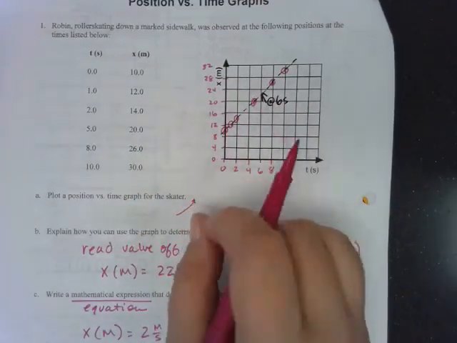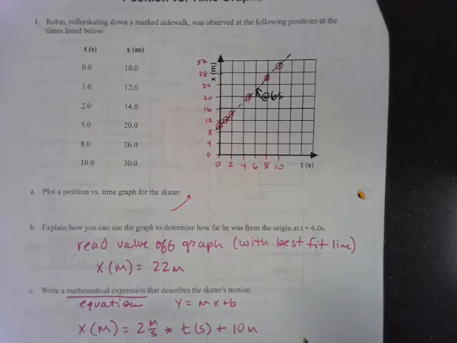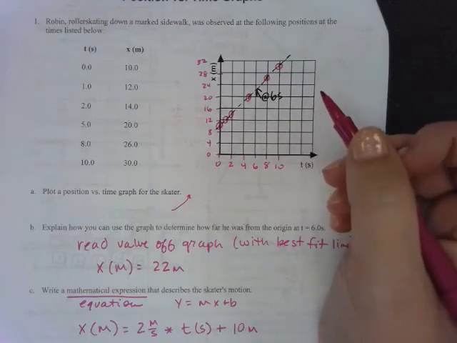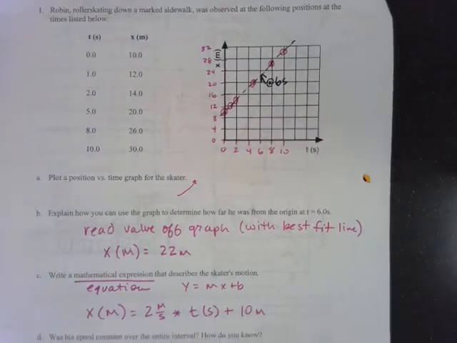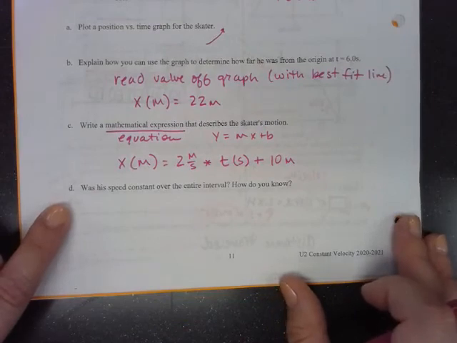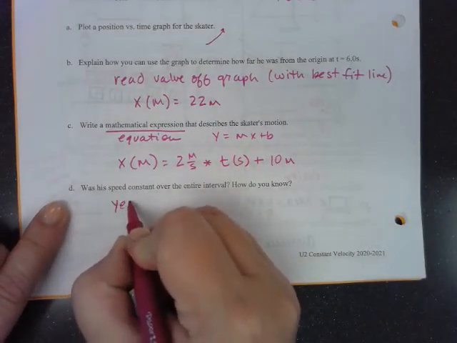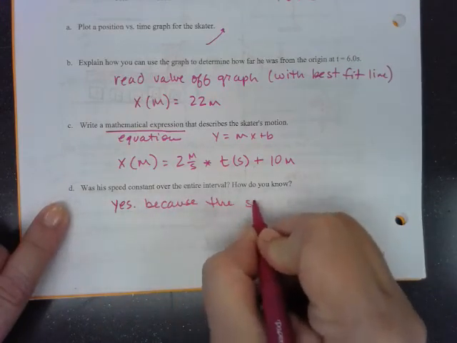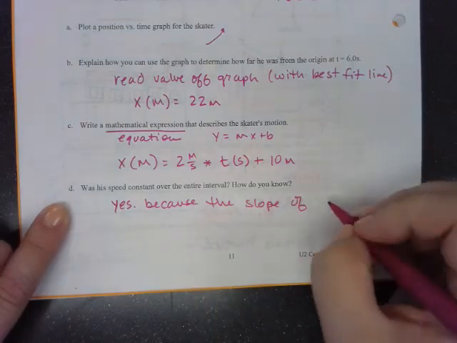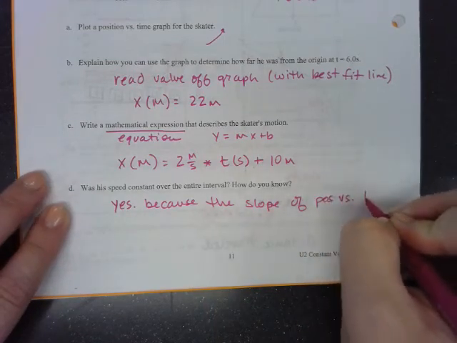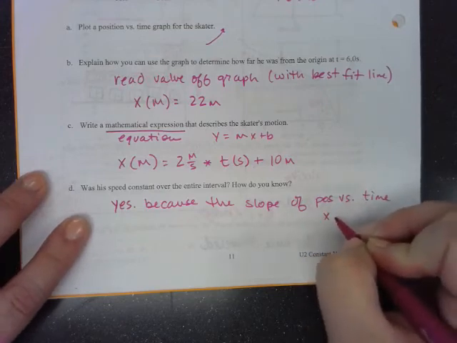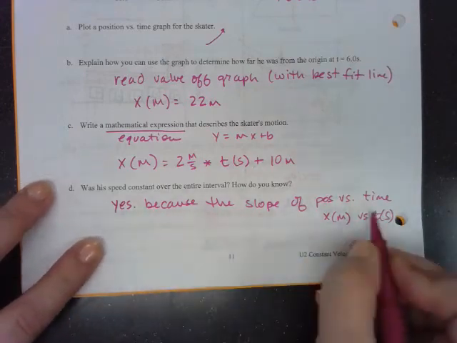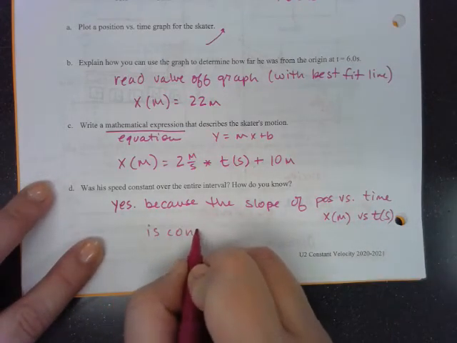The simplest way to be able to identify if something is moving at the same speed is to look at the slope. If we have a constant slope here, that tells us that our object or our person is moving at a constant speed. So down here is the speed constant, and we can say yes, because the slope of, and you can either say position versus time, or you can say position versus time. Either one's fine. The slope of that graph is constant.